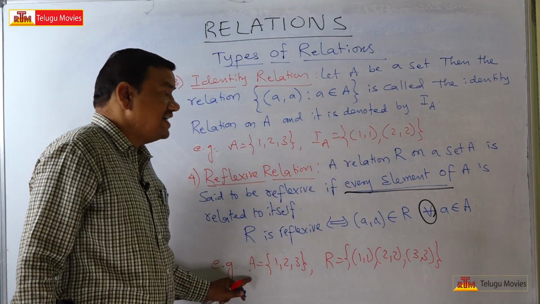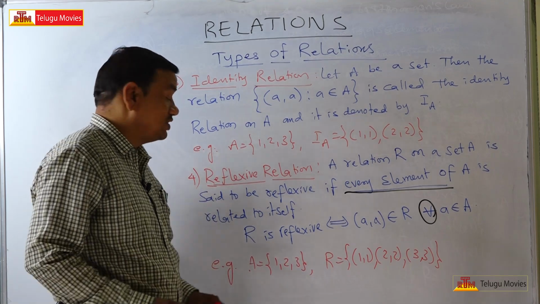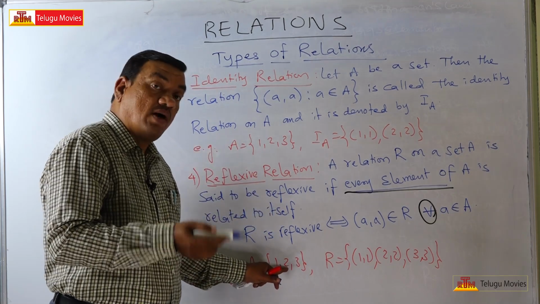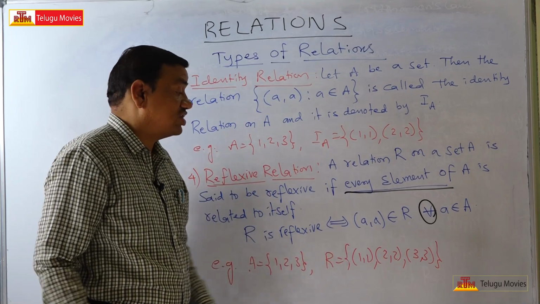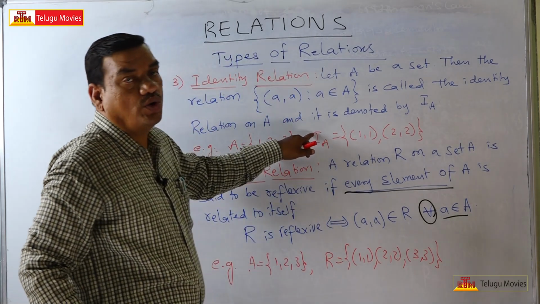That means what? If A is the set {1, 2, 3}, then R is a reflexive relation means what? Here, what is the first element? 1. 1, 1 should be in that. 2, 2 also should be in that. 3, 3 should also be present in that relation, for all a belongs to A.